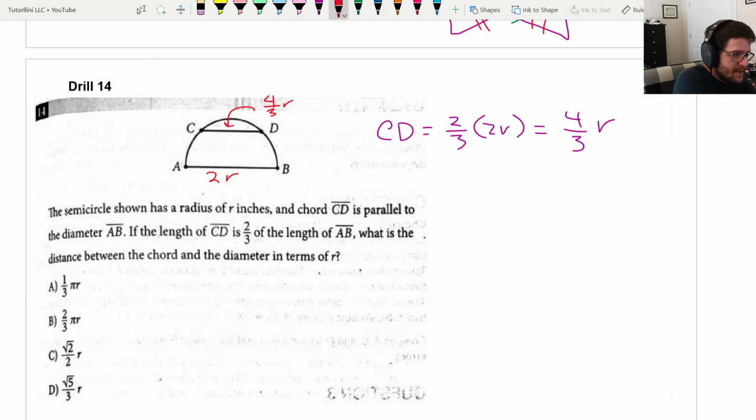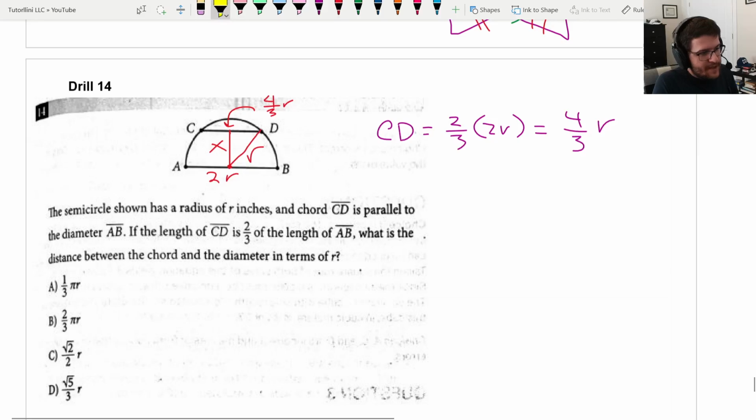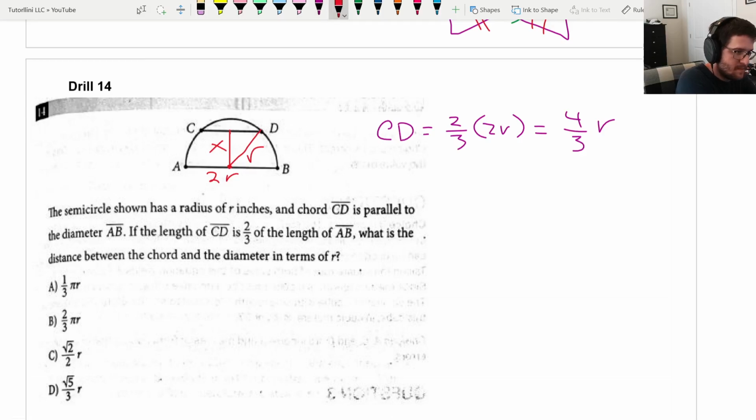Now we're going to find the perpendicular distance by drawing a right triangle. You can go from either C to D. Why don't I go to D? Okay. So this distance between them is what we want to find. So we don't know that. Let's call that x. This distance here is a radius, so we can call that r. And this side over here is half of 4/3 r. Well, half of 4/3 is 2/3.